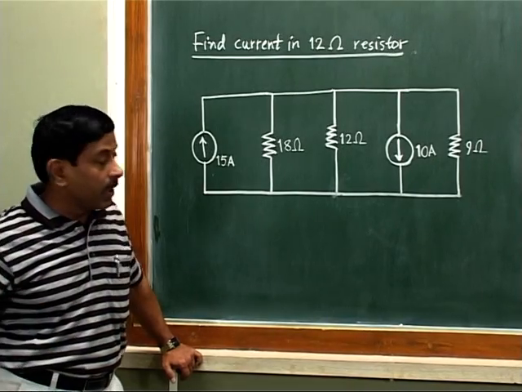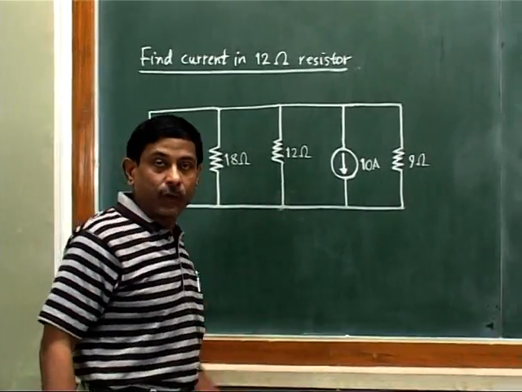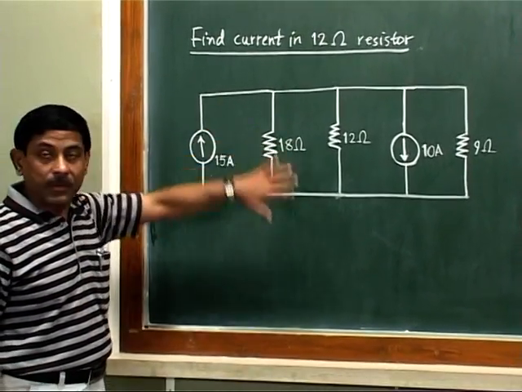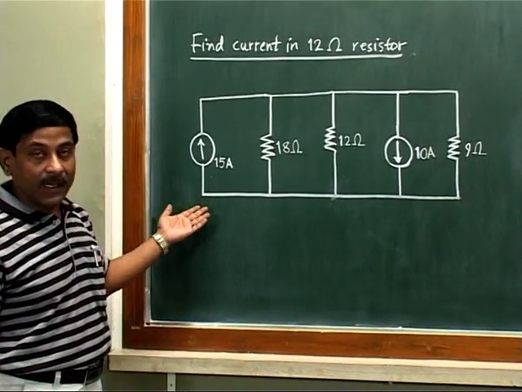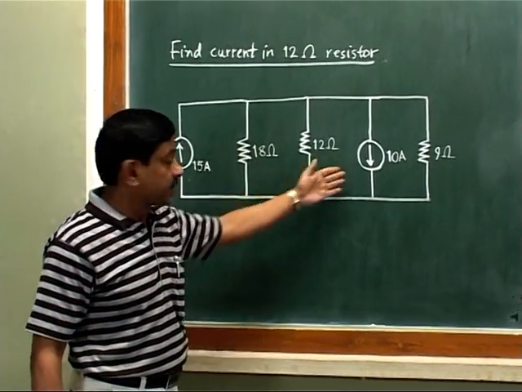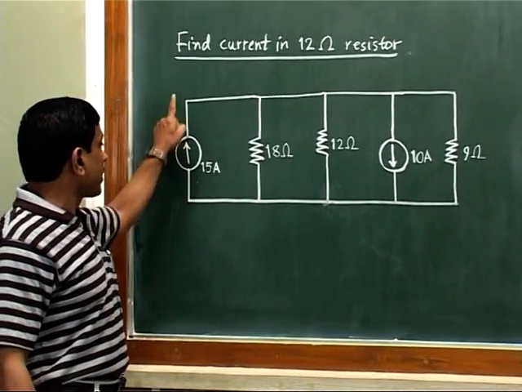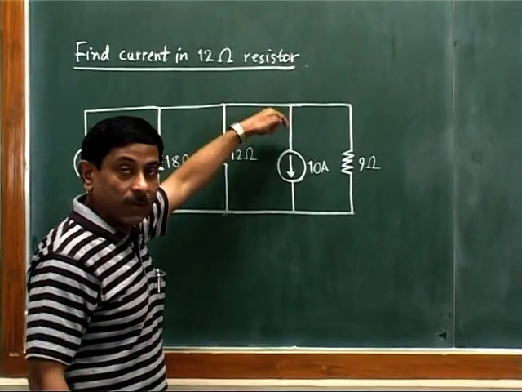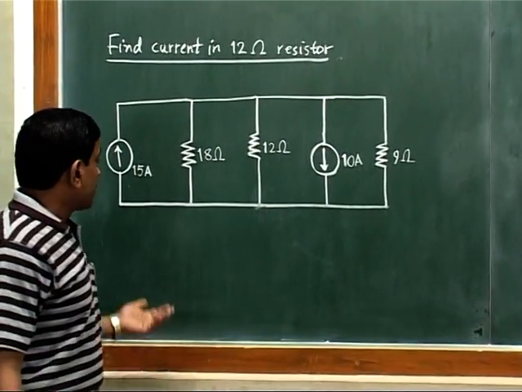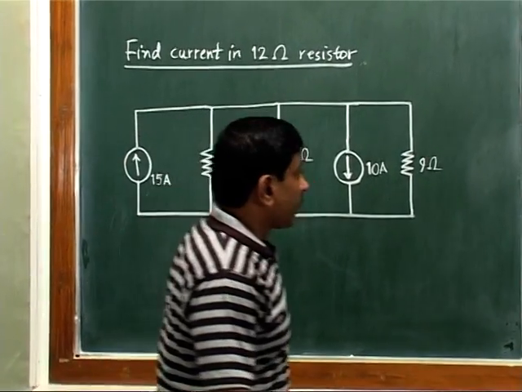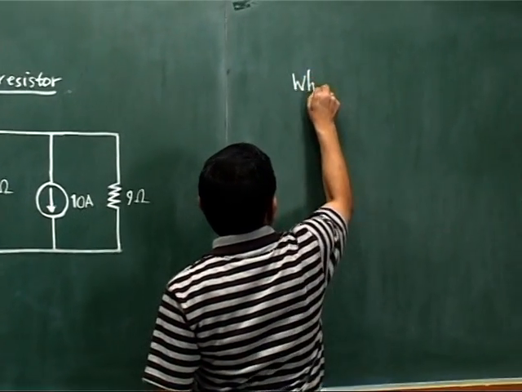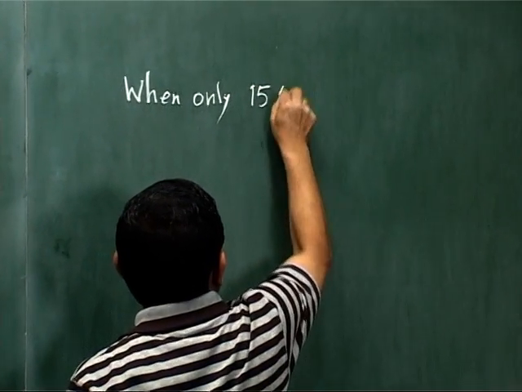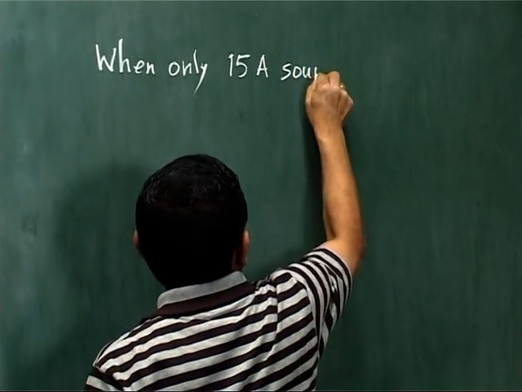Now this is one more problem that we have also solved in our earlier tutorials, okay, with the help of various theorems. Now let us solve this problem with the help of the superposition theorem. Again see, look at the circuit. You will find that there are two current sources, 15 ampere acting here, sending current in this direction, and a 10 ampere source acting in this branch, sending current downwards in this direction. Okay, so we will start with the procedure now. We will say that when only the 15 ampere source acts alone.